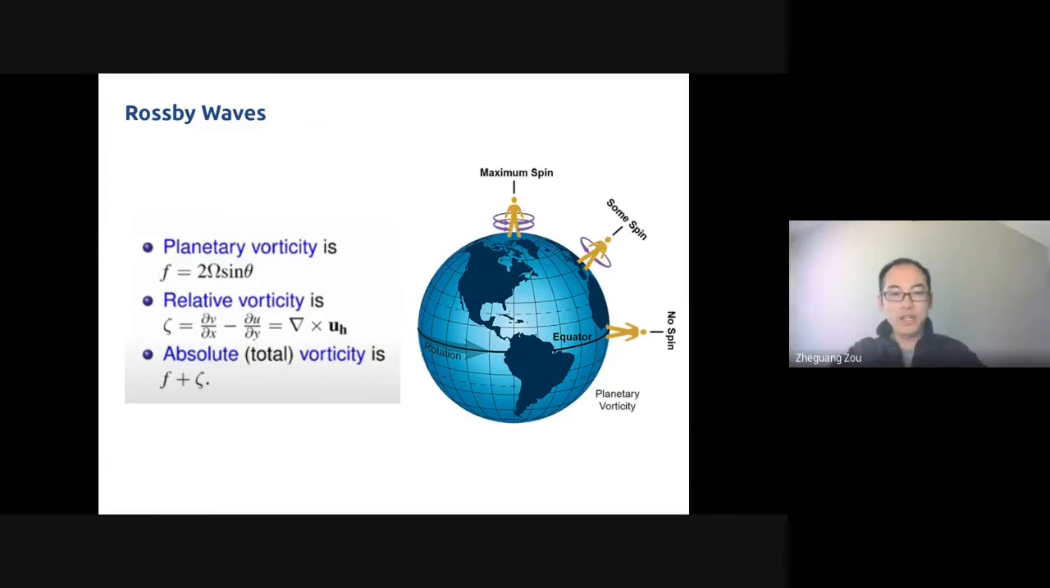So that relative vorticity is defined as this zeta, the curl of the horizontal currents. If you remember, if this equals 0, we have irrotational flow. And sometimes the flow can be rotational, when this curl is not 0. So that is defined as the relative vorticity.